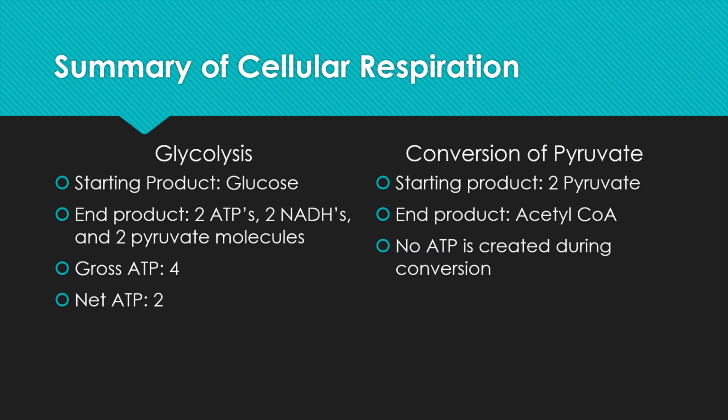The summary of cellular respiration: the process of glycolysis. The starting product is glucose, and the end products are 2 ATPs, 2 NADHs, and 2 pyruvate molecules. The gross ATP is 4, and the net ATP is 2. And then also the process of the conversion of pyruvate. The starting product is 2 pyruvate, and the end product is acetyl coenzyme A. No ATP is created during the conversion.